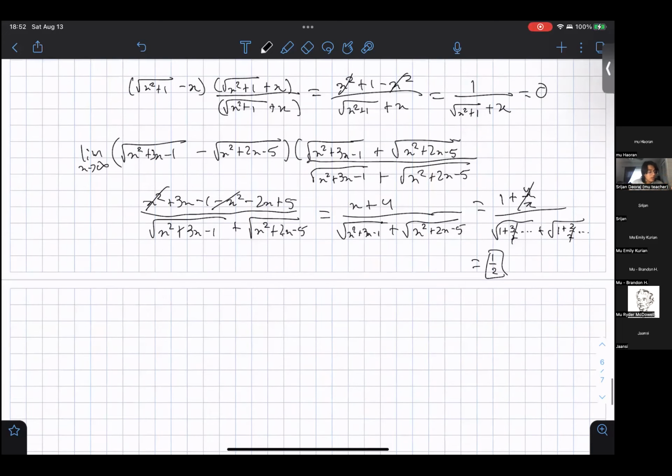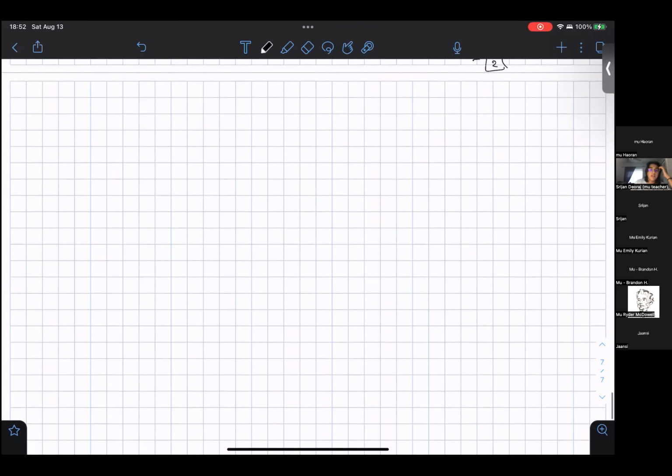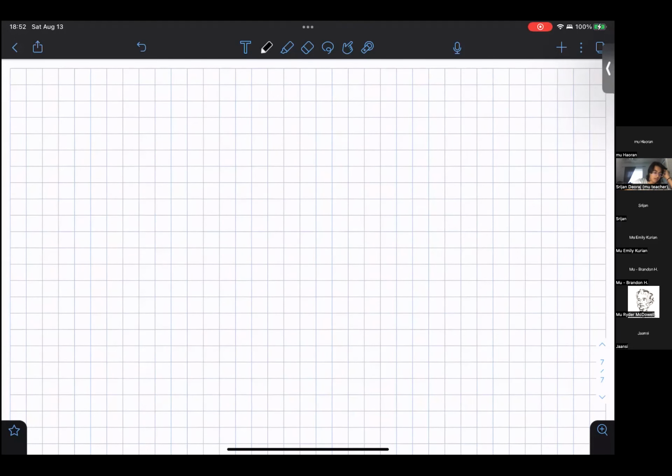That's conjugates. Now, there's a way you can evaluate limits using the natural logarithm. And that usually happens when the indeterminate form is something like 1 to the infinity, 0 to the 0, or infinity to the 0.